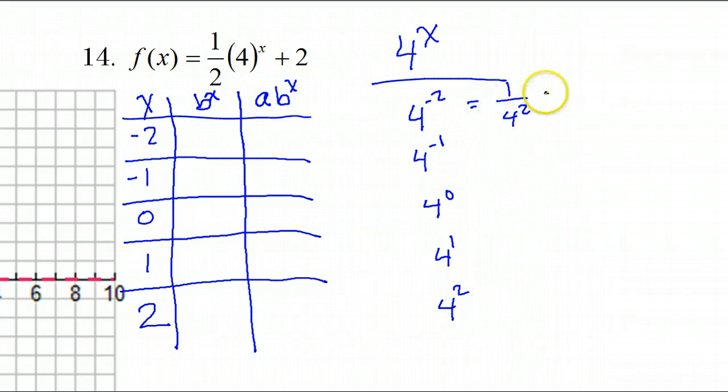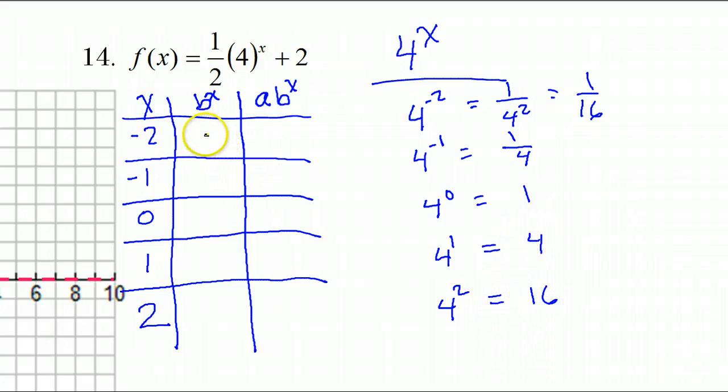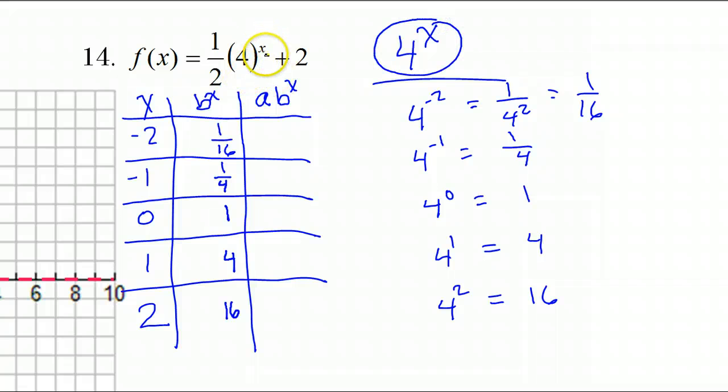So this is going to be 1 over 4 squared, which is 1 over 16. This is just 1 over 4. This is 1, this is 4, and this is 16. Okay, so I'm just going to copy this down. So we have here 1/16, and you know what, let me leave extra space here. Okay, we have 1/16, we have 1/4, we have 1, we have 4, and we have 16. Alright, this is not the final answer, but this is the parent function 4 to the x power.